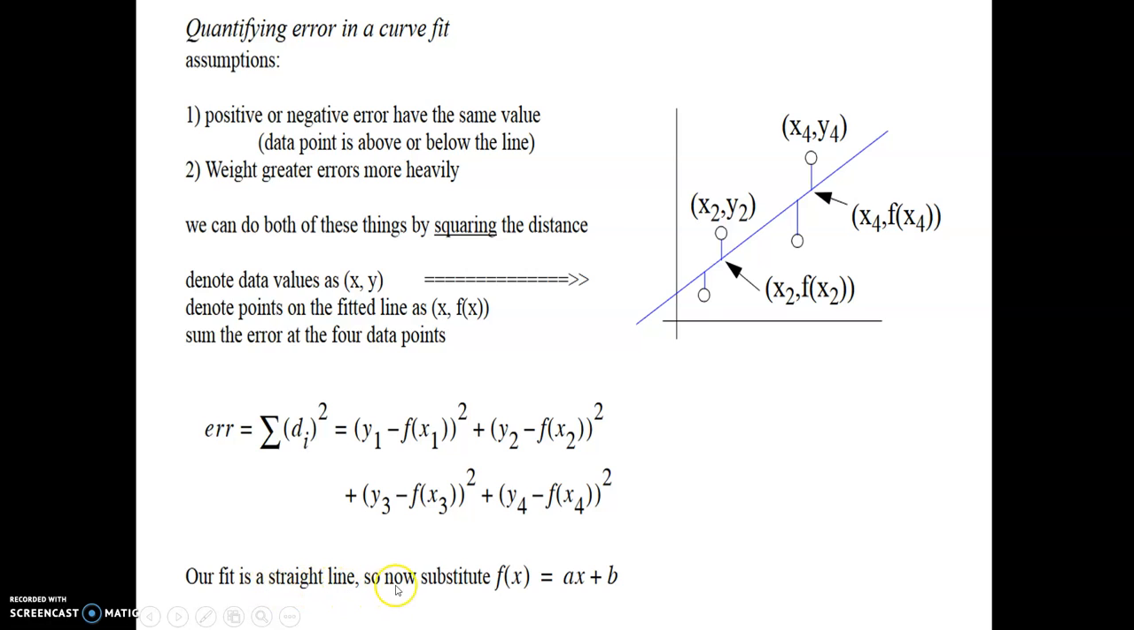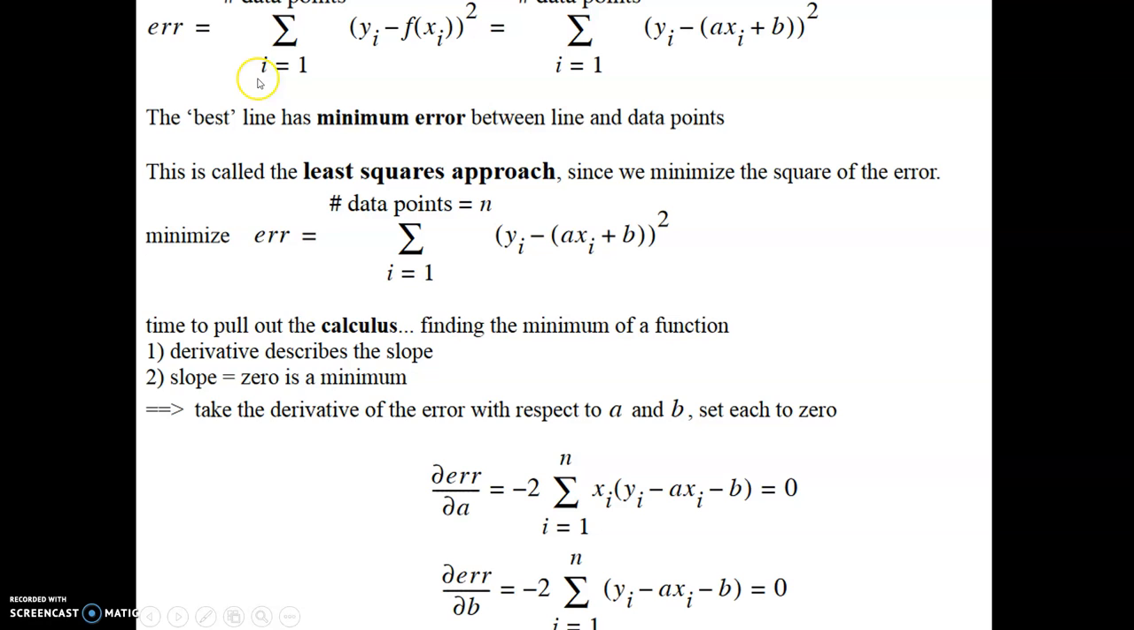Our fit is a straight line, so now substitute f(x) equal to ax plus b. Now you can see in this equation, f(x1), f(x2), f(x3), f(x4) are there. You have to replace f(x) by ax plus b. In the general equation, summation i equal to 1 to the number of data points, yi minus f(xi), in this f(xi) term, we are replacing it by a xi plus b.